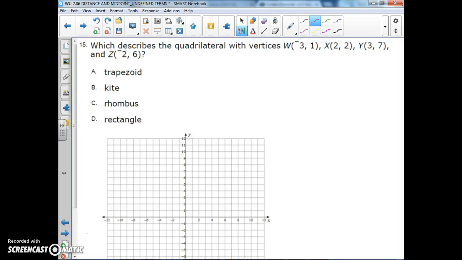Alright, last video, and we're on problem number 15, which describes the quadrilateral with vertices W at negative 3, 1, X at 2, 2, Y at 3, 7, and Z at negative 2, 6. So the first thing that you have to do is graph the shape. You want to see what the shape looks like on the coordinate plane.